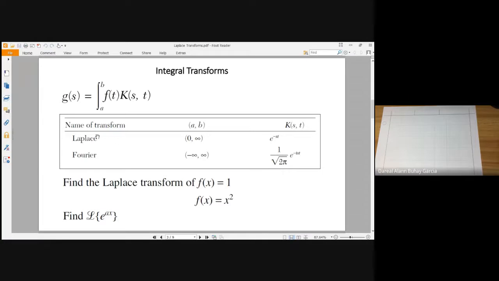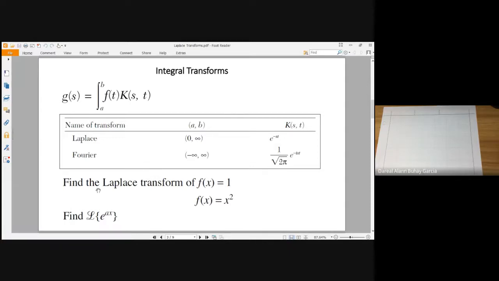Both of these transforms are commonly used in engineering. Although there are many types of integral transforms, I don't remember the others right now. These two are what I remember, especially in electrical engineering and in our electronics engineering. Laplace transform and Fourier transform are very common.